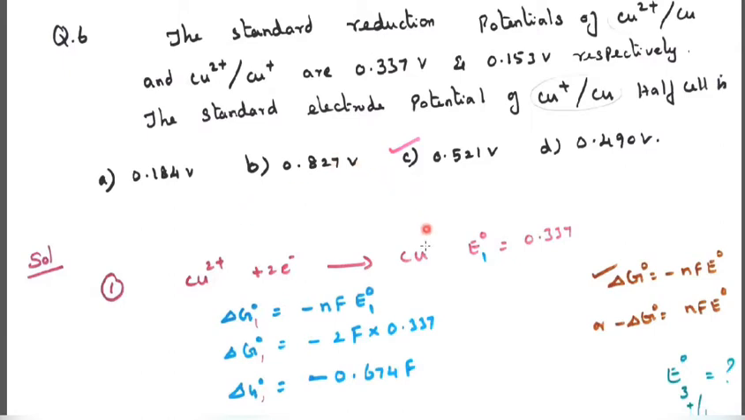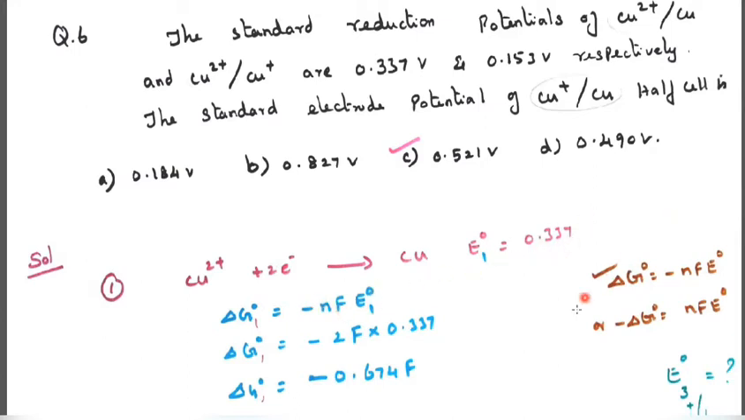For Cu2+ to Cu: Cu2+ has oxidation state 2+ and copper atom is 0, so the difference is 2, which is considered as 2 electrons. We put the electrons on the higher oxidation number side. That equation determines whether it is an oxidation or a reduction reaction. Here it is a reduction reaction because it gains 2 electrons, so E1 naught is 0.337.